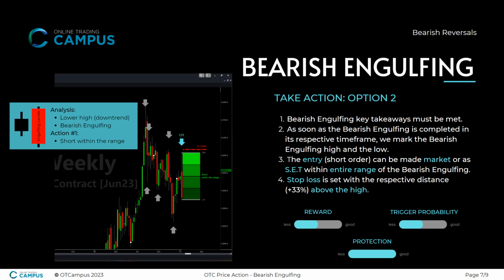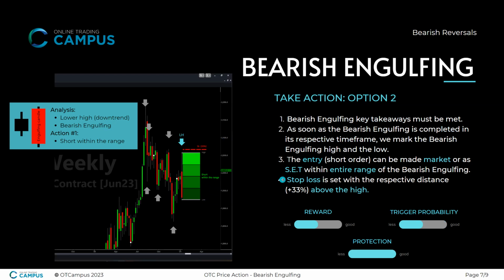Point one is the same. Bearish engulfing key takeaways must be met. Number two, as soon as the bearish engulfing is completed in its respective time frame, we mark the bearish engulfing high and the low. Okay, high here, low here, done.